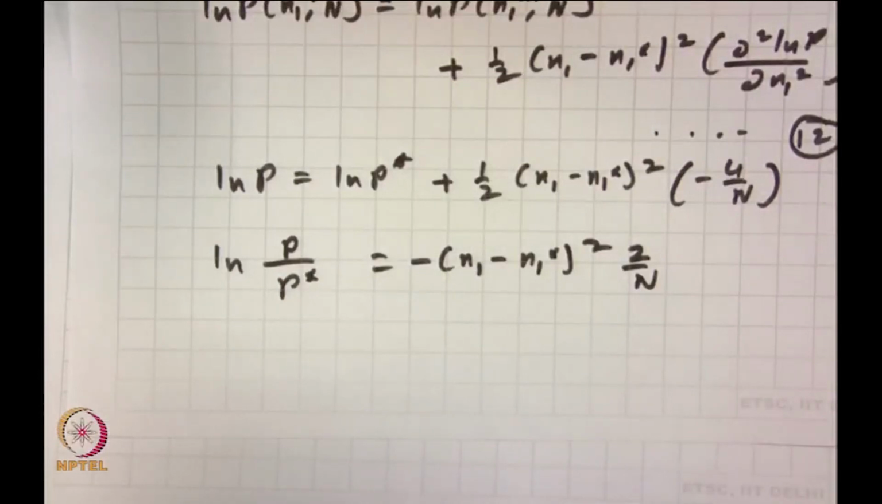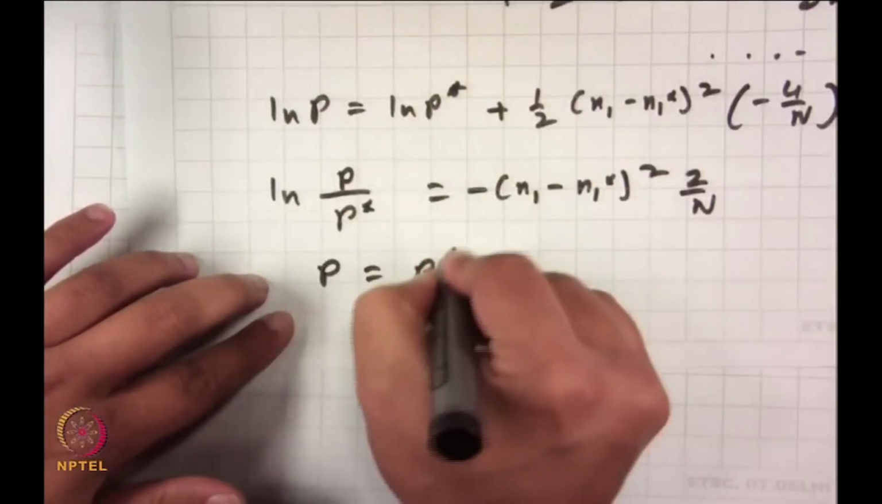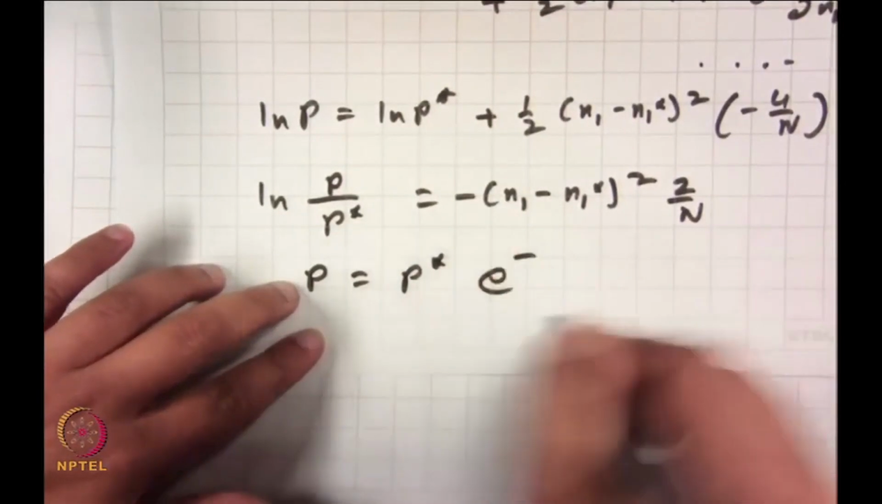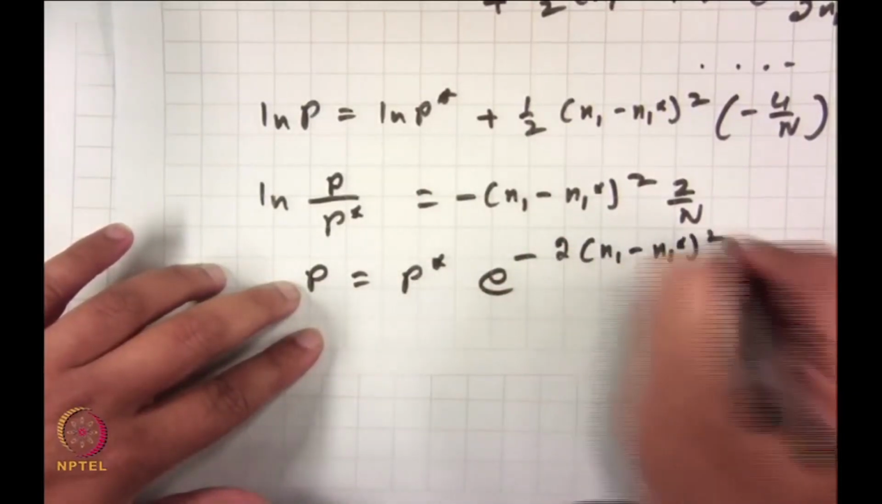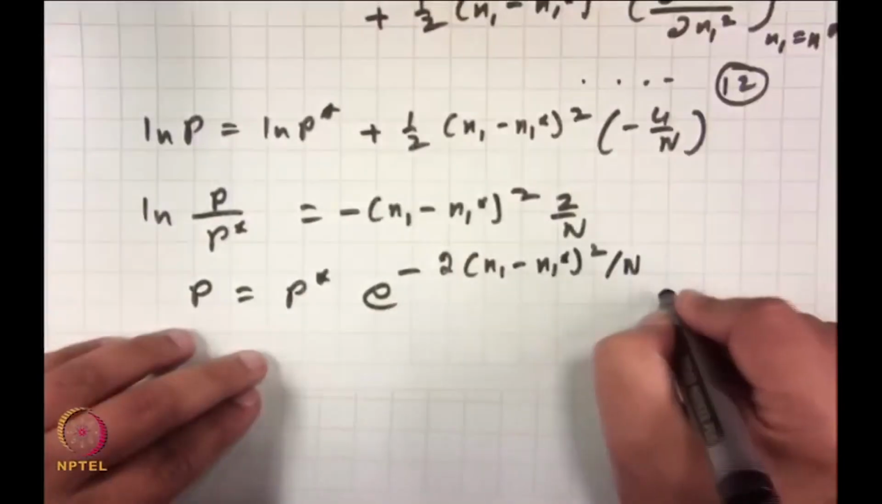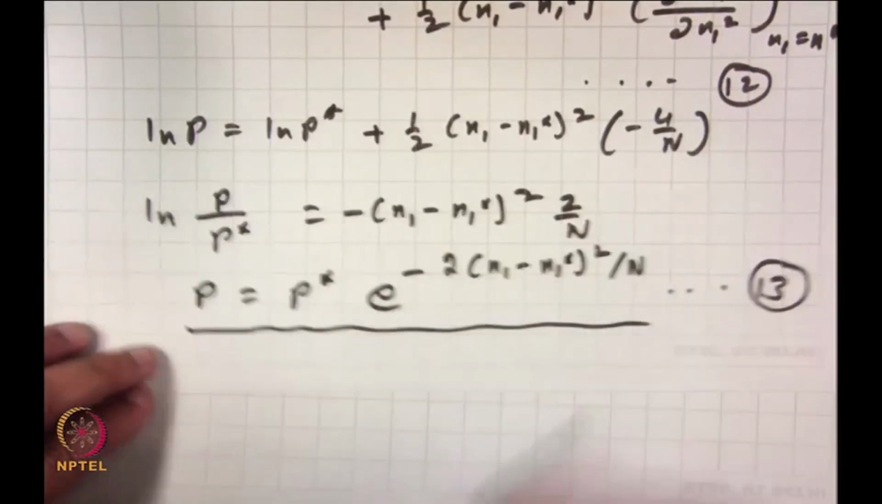Okay. So, now I can write p is equal to p star e to the power minus 2 (n1 minus n1 star) squared by n, and this would be 13.